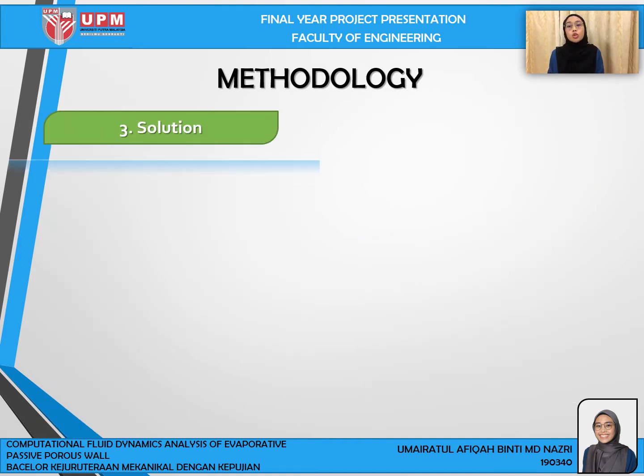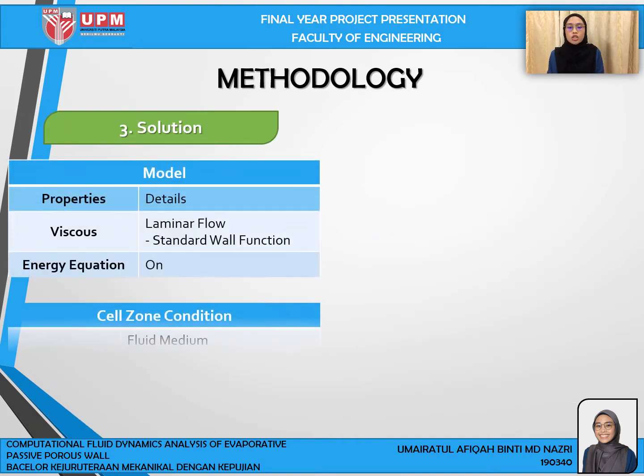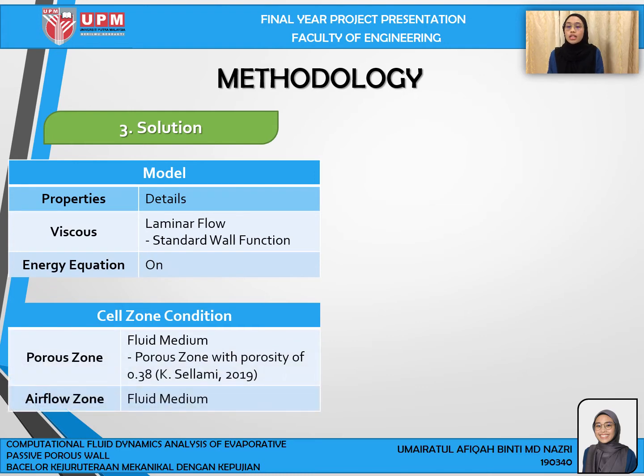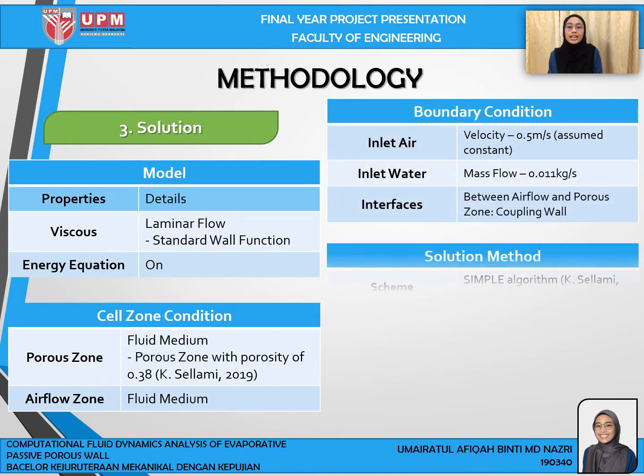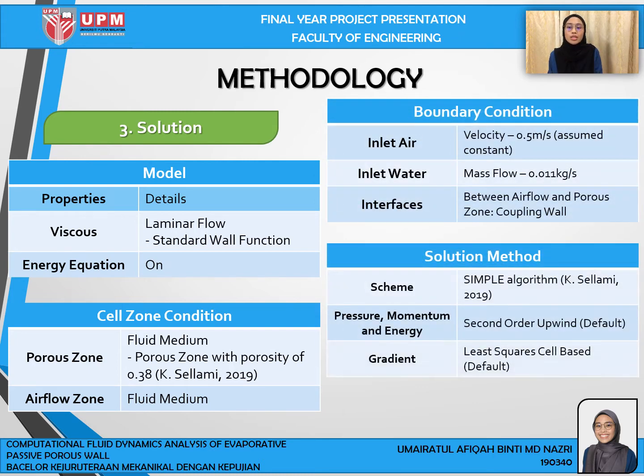Next is the solution model for the simulation. The viscosity is laminar flow, the energy equation is enabled because there's heat transfer present, and the porous zone and the airflow zone are in fluid medium. Porosity of the porous zone is set to 0.38, with inlet air velocity of 0.5 meter per second, and inlet water with a mass flow of 0.011 kilogram per second. The interfaces are enabled between the airflow and the porous zone, and the scheme is the SIMPLE algorithm, and the pressure, momentum, energy, and also the gradient are set to default.